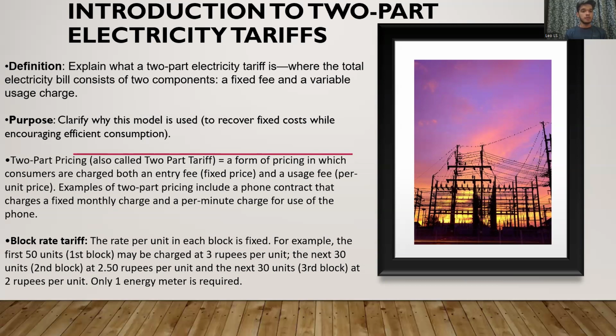Block rate tariff. The rate per unit in which each block is fixed. For example, the first 50 units, first block, may be charged at 3 rupees per unit, the next 30 units, second block, at 2.50 rupees per unit, and the next 30 units, third block, at 2 rupees per unit. Only one energy meter is required.